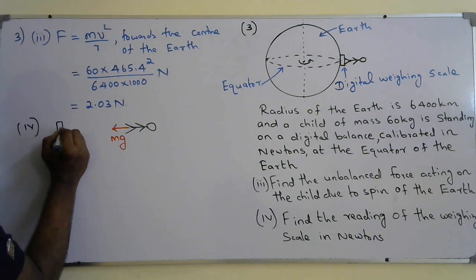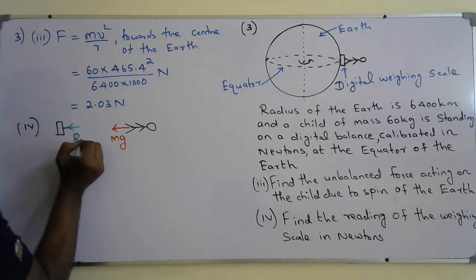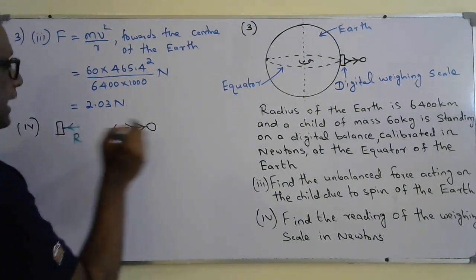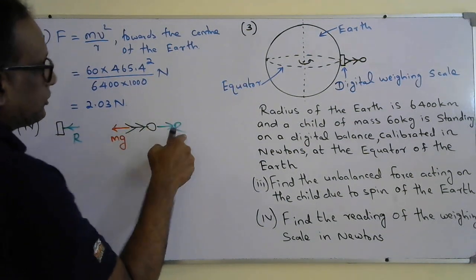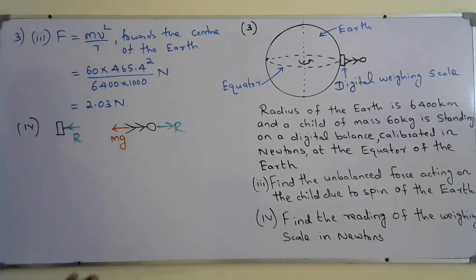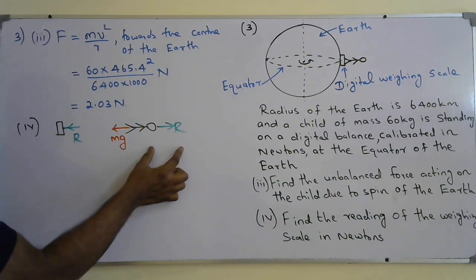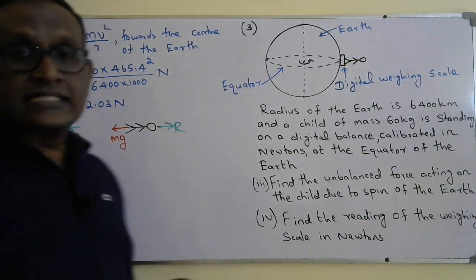The child will push the weighing scale with a force R. Upon Newton's third law, the weighing scale will push the child in the upward direction. I'll mark it here, R. I should mark R here, but I'll mark it here. Okay, so the child has an unbalanced force towards the center, that is a centripetal force.